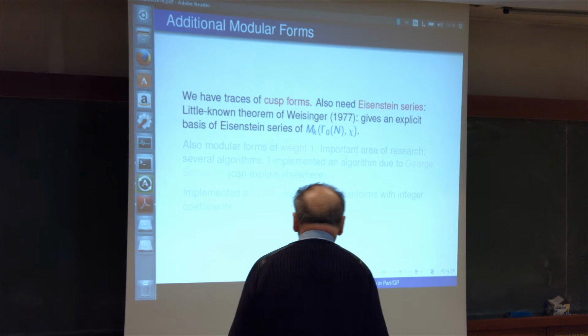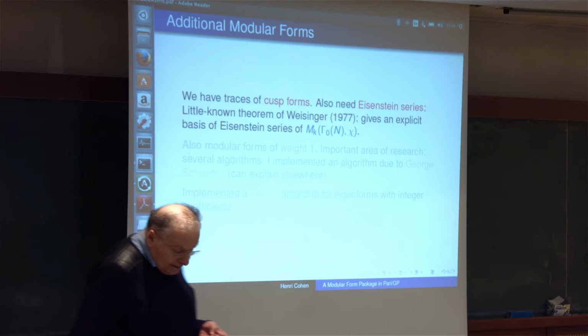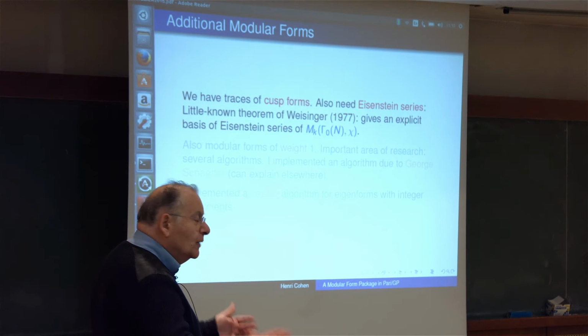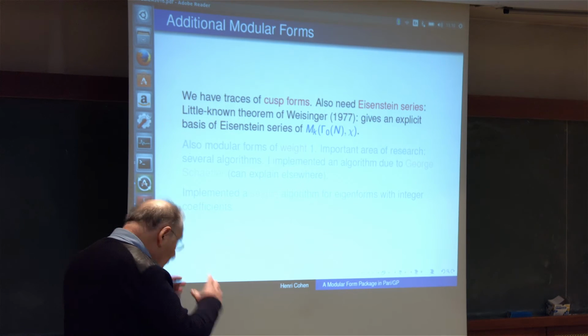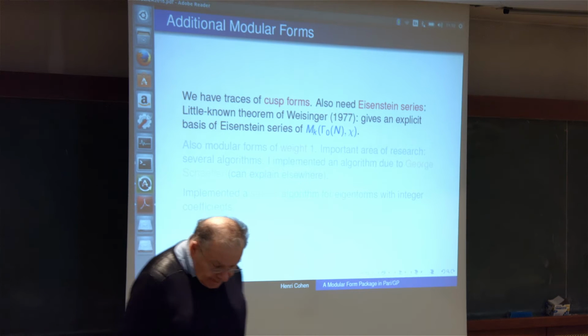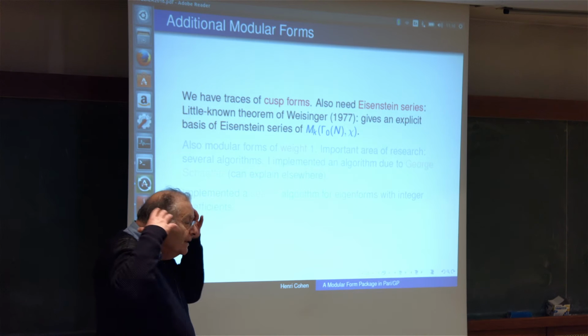Okay, that's my last slide. I worked up to now with the trace form for the space of cusp forms. Now, in addition, in modular forms, you have Eisenstein series. And surprisingly, the space of Eisenstein series is really completely explicit.